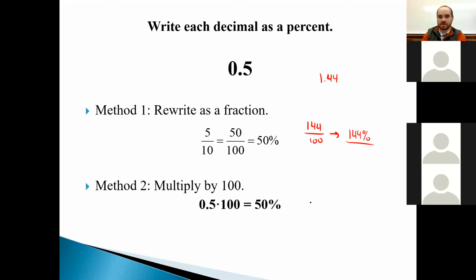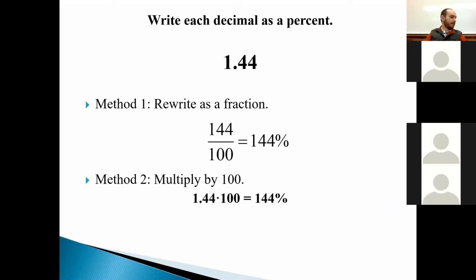And then we can do the same thing. So if we multiply by 100, you can use a calculator for this, or you can just move the decimal place 2 times to the right. So you'll get 144%. So that's what that looks like here.